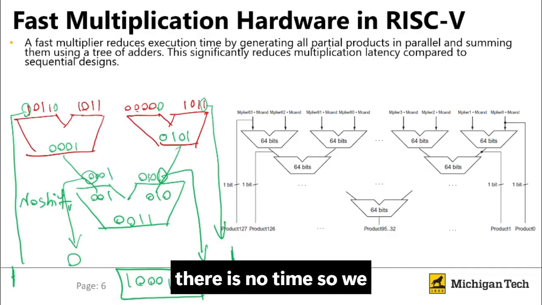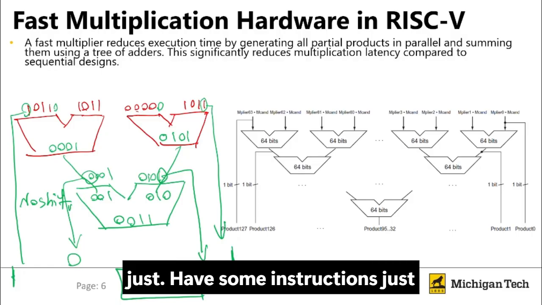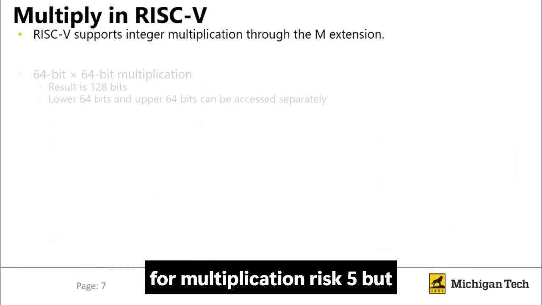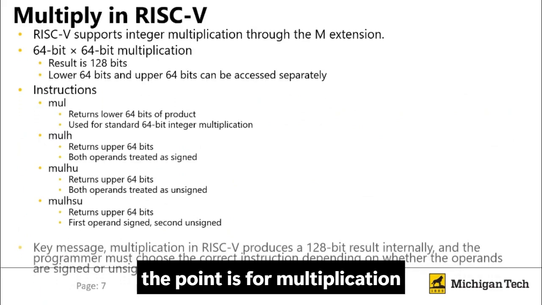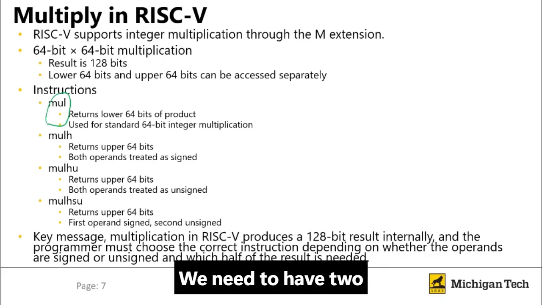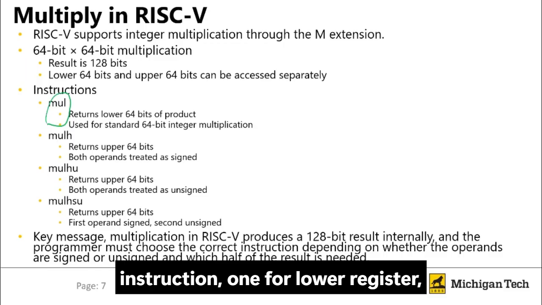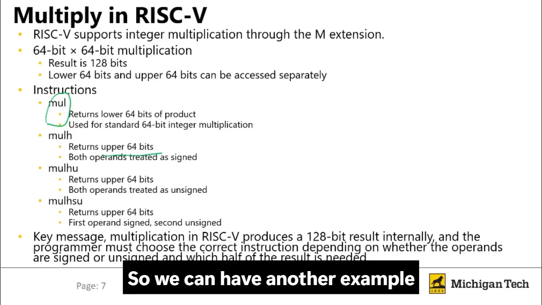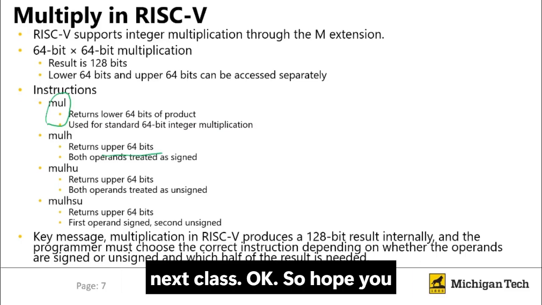Okay, there is no time. So we just have some instructions just for multiplication in RISC-V. But the point is, for multiplication, because the result is 128 bits, we need to have 2 instructions, one for the lower register, one for the upper register. So we can have another example next class.